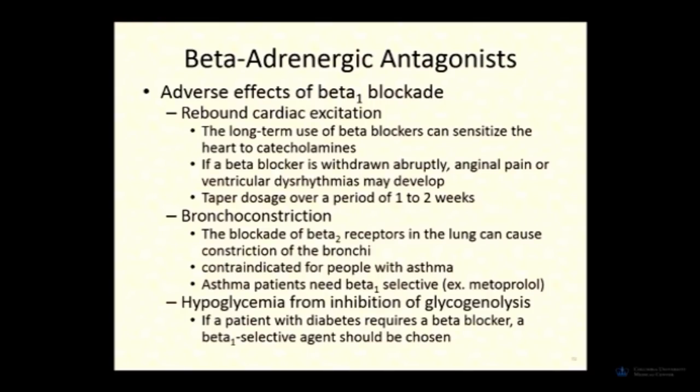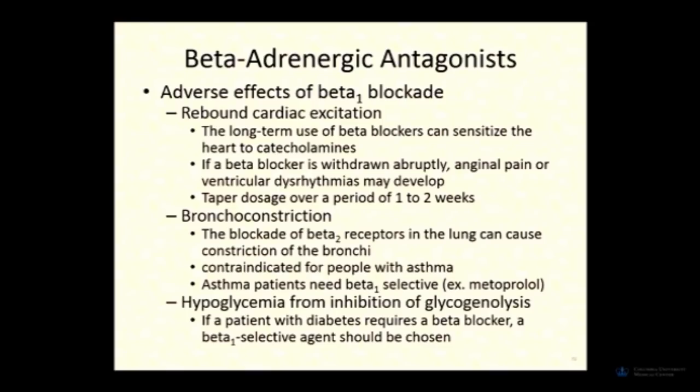Bronchoconstriction. Bronchoconstriction happens as a result of beta-2 blockade. Okay, so if you're on a beta blocker and you start to see bronchoconstriction, this is really a blockade of beta-2 effect. Okay. So beta blockers are generally contraindicated in patients with asthma. So asthma patients need very specific beta-1 selective drugs, and the drug of choice in that case is what we call metoprolol.